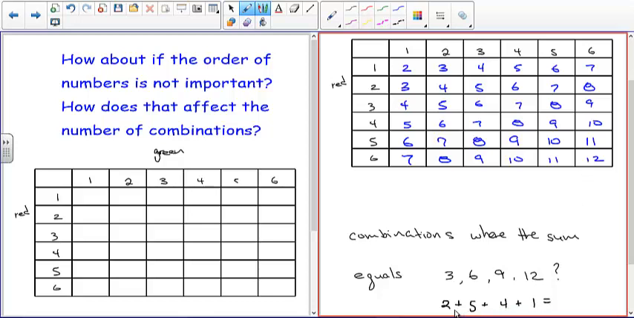And so 2 plus 5 is 7. 7 plus 4 is 11. Plus 1 is 12. So there are 12 combinations where the sum is equal to either 3 or 6 or 9 or 12.